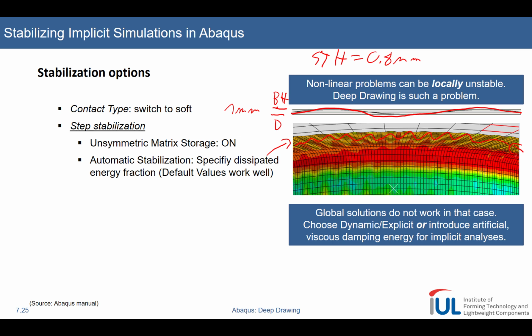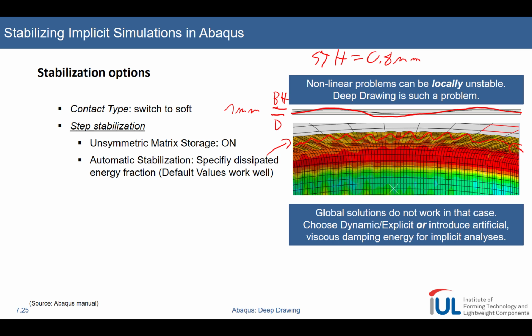But just assume for now this is exactly the way we wanted to simulate, and what are the measures so that we can actually finish our simulation? In this case, global solutions do not work. The manual and many other people will tell you, hell yeah, choose dynamic explicit simulation because it's there. It's easy to use, just go for it, don't worry about it. Be a blind simulation engineer who just uses explicit for no good reason other than it will always converge.